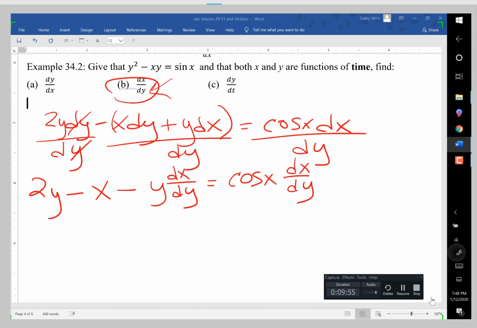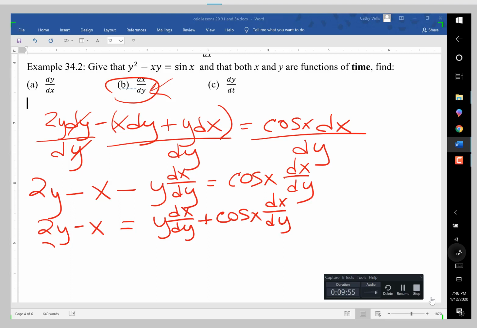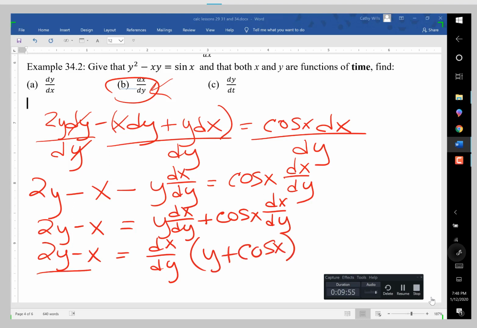All right, now we're looking for dx/dy, so we get all the dx/dy's on one side. I'm going to get them all on the right side. So 2y minus x equals y dx/dy plus cosine x dx/dy. Now we're going to factor: 2y minus x equals dx/dy times y plus cosine x, and then we divide both sides by y plus cosine x, and we're done.